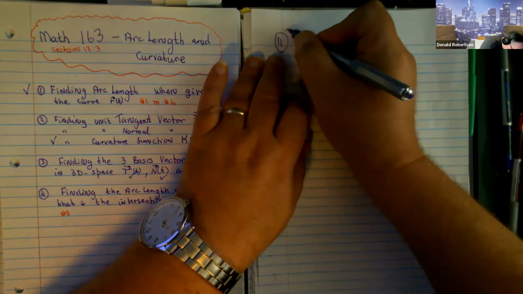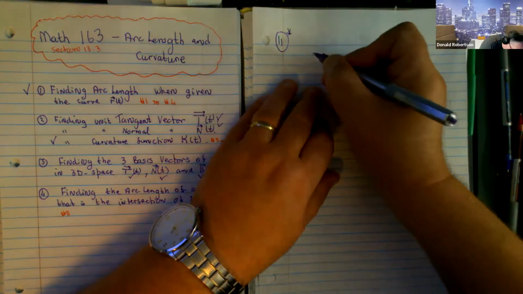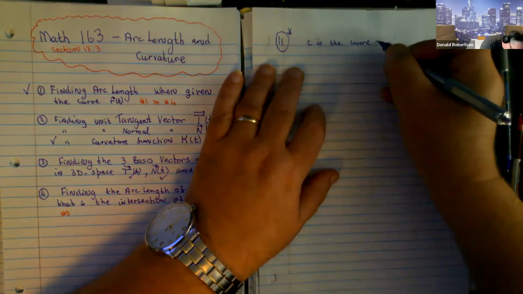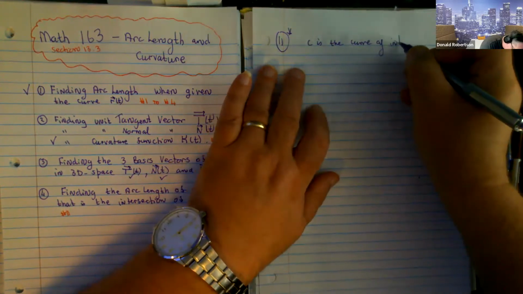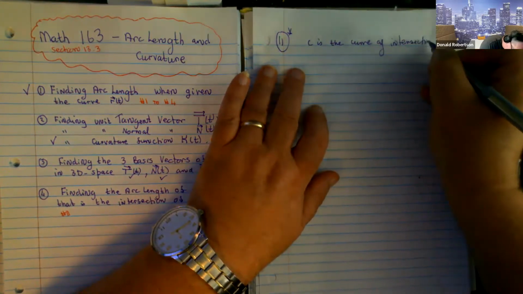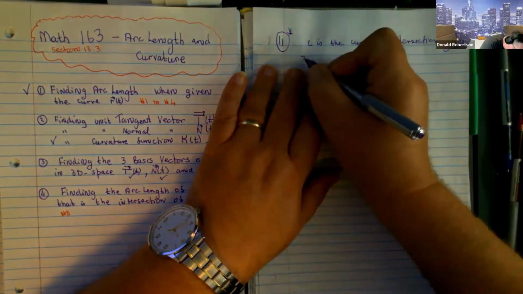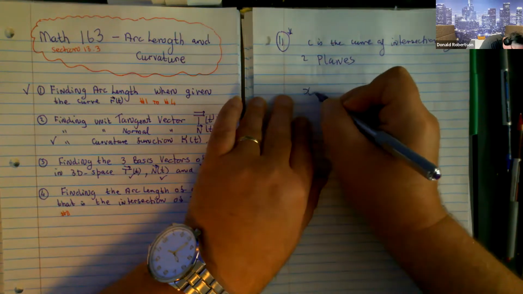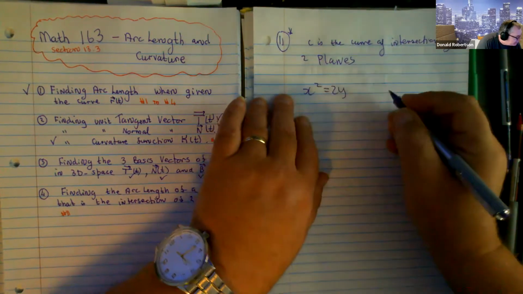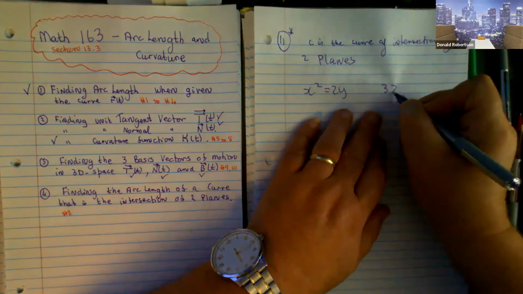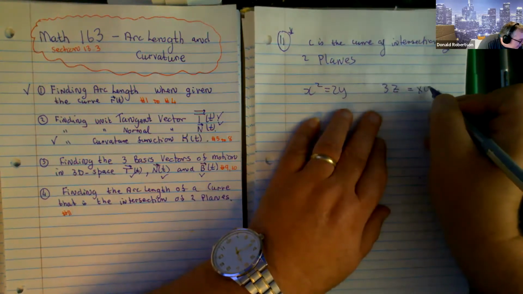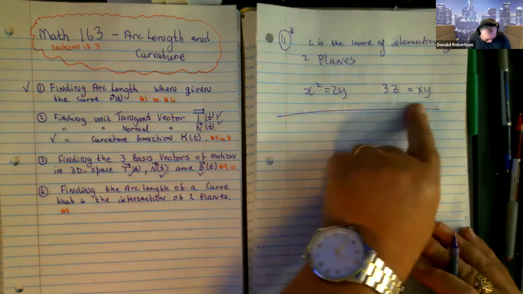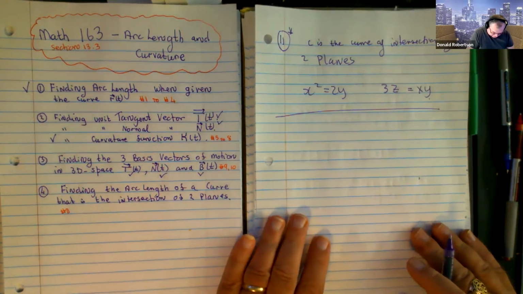Number 11, is that C is going to be the curve of intersection of two surfaces. The first is x squared equals 2y, and the second is 3z equals xy. So you're going to find the curve that is the intersection of the two.